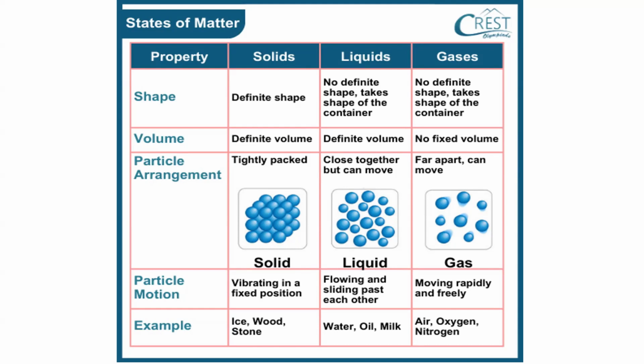And then the next thing is particle motion. In terms of motion, the solid is only vibrating because the particles are tightly packed with the force of attraction. For liquids, the particles flow and slide past each other. And for gases, the motion of the molecules is very rapid, so they can easily move apart. And then the next thing is examples. We have ice, wood, stone, water, oil, milk, air, oxygen, and nitrogen. These are examples of the three states of matter.